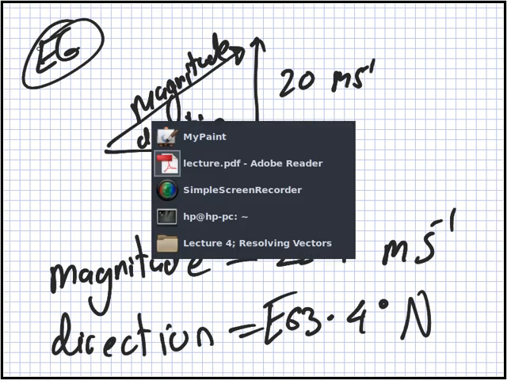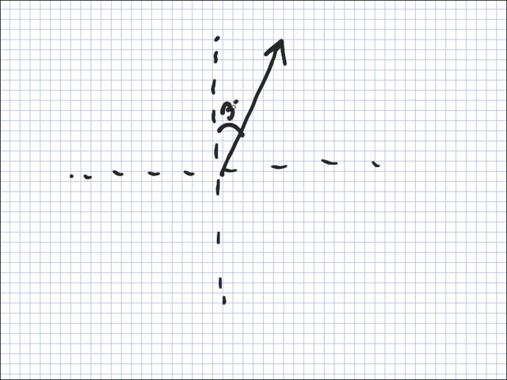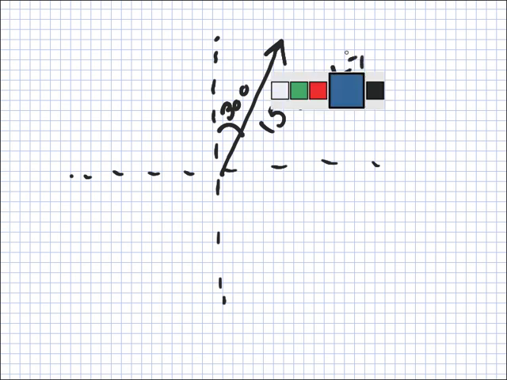Now here we have to resolve. We have a ship sailing 15 kilometers per hour at a bearing of 30. How fast is it traveling to the east and to the north? So what we have here is 30, and this is 15 kilometers per hour. I want to know how much east that is and how much north.